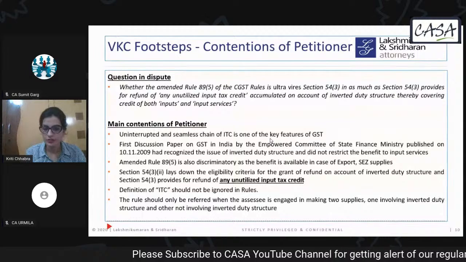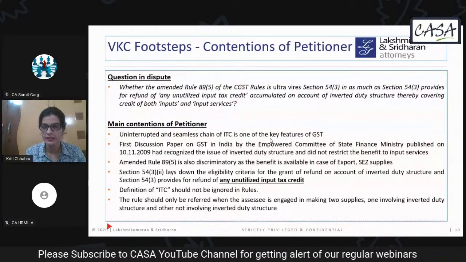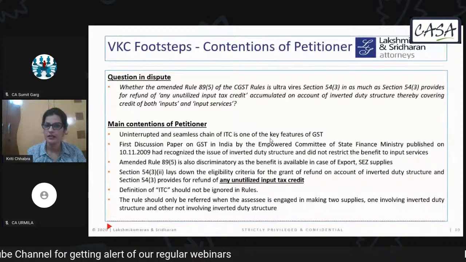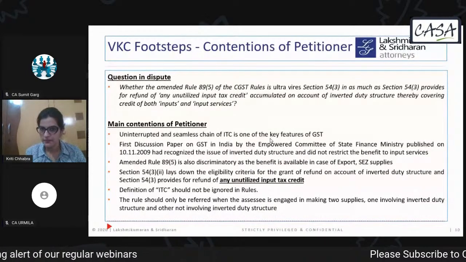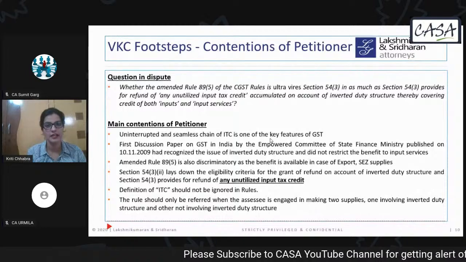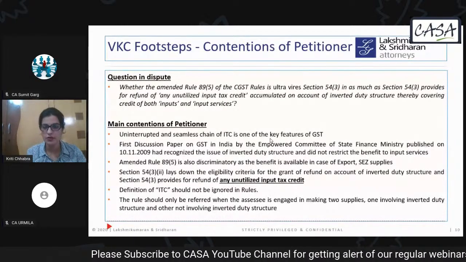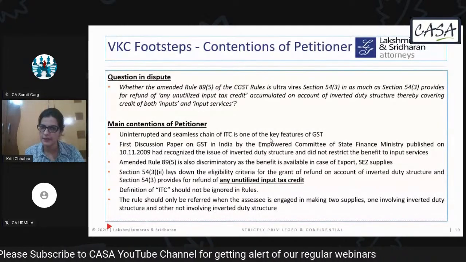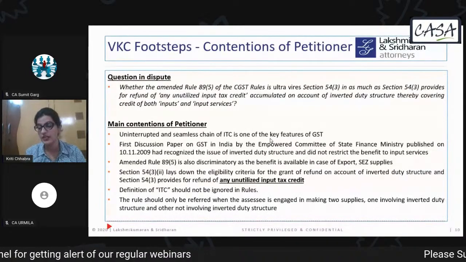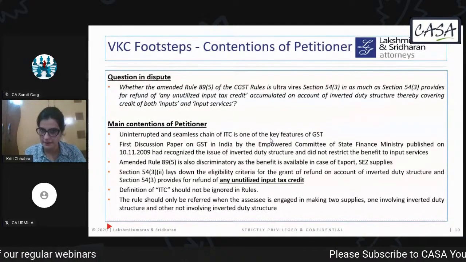And obviously, they also made this point that the only rationale behind referring to the rule would be for a person who has both types of levies, like he is engaged in making certain supplies on which a reduced rate of tax is applicable, as well as some supplies on which 18% or normal tax is applicable.